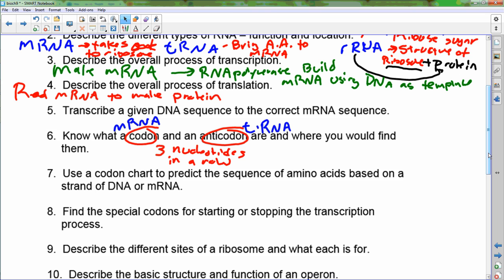Okay. They're both groups of 3 nucleotides. An anticodon is going to be nucleotides on the transfer RNA, but it has to be complementary to a codon. So if we've got a codon that's AU, this one would have to be AA. It has to be complementary so that they can match.